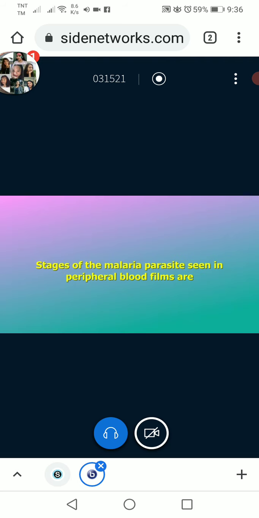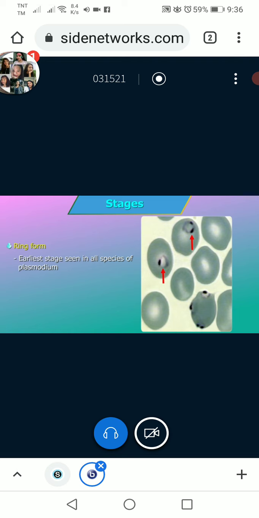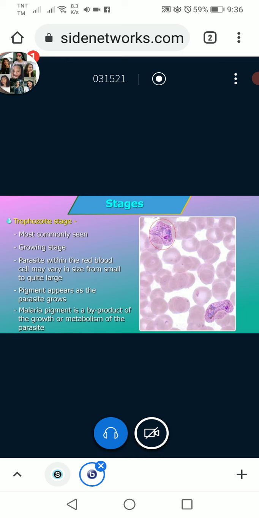Stages of the malarial parasites that are seen in peripheral blood films: ring form. It is the earliest stage seen in all species of Plasmodium, seen as single or multiple rings with cytoplasm ring and chromatin dot. Trophozoite stage. This stage is most commonly seen. The trophozoite stage is a growing stage.